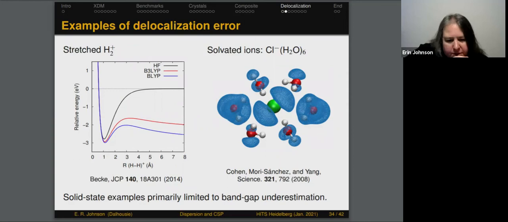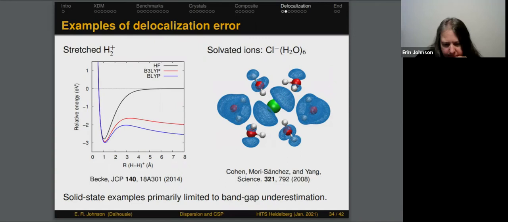The first example and the simplest example is the stretched H2 plus model. So for H2 plus, it's a one electron system. We can solve the Schrodinger equation exactly. And because it's a one electron system, Hartree-Fock theory is going to be exact. We can look at a potential energy curve for H2 plus with Hartree-Fock theory. We get the dissociation limit correctly recovered, giving us the energy of a hydrogen atom and a proton at advanced separation.